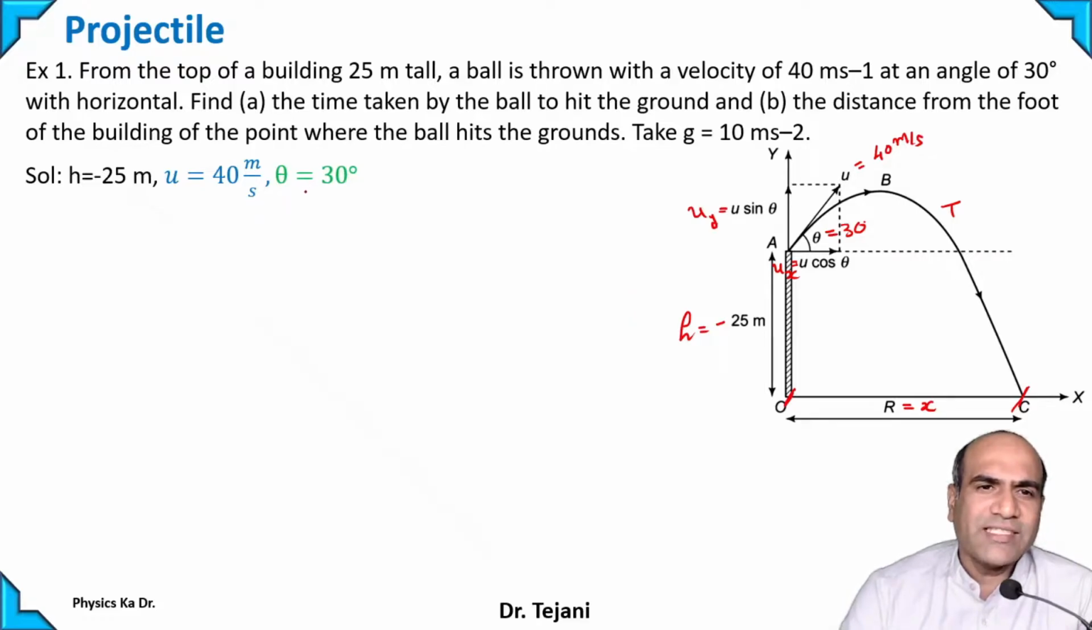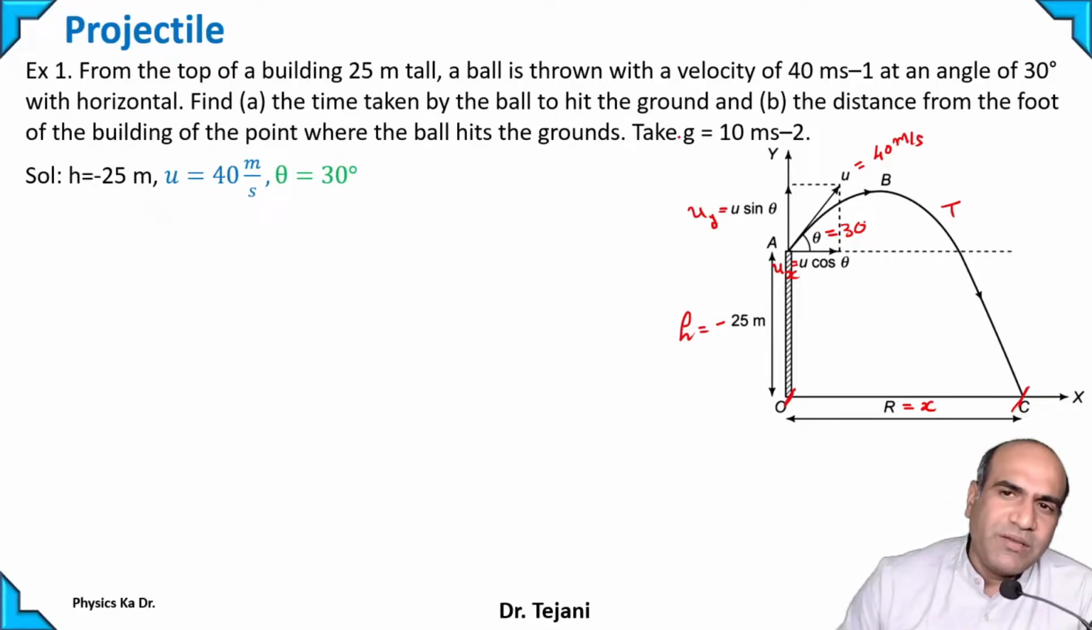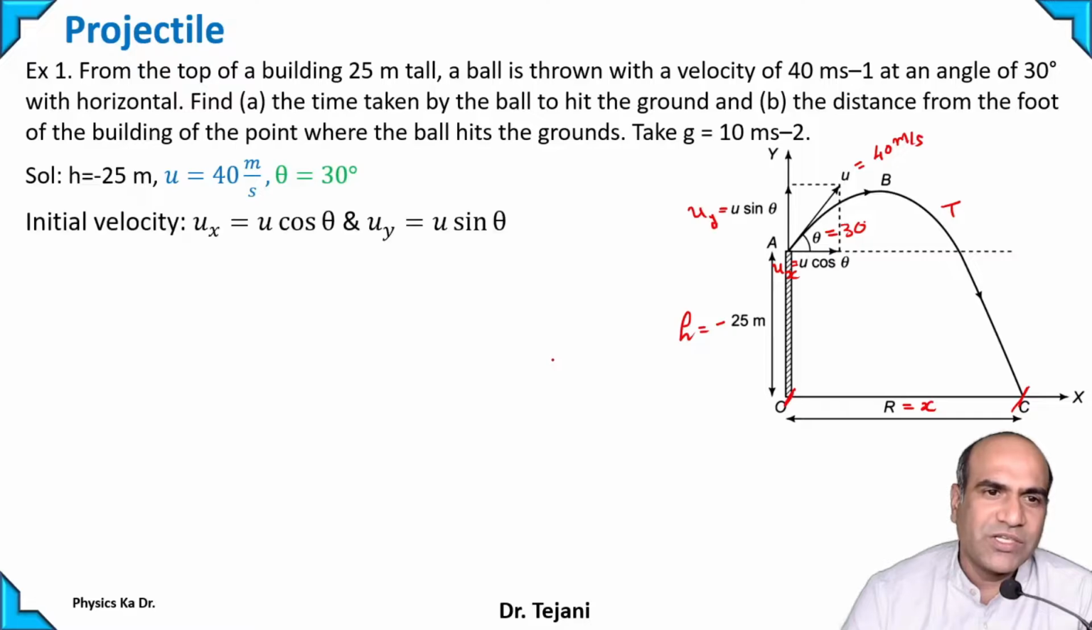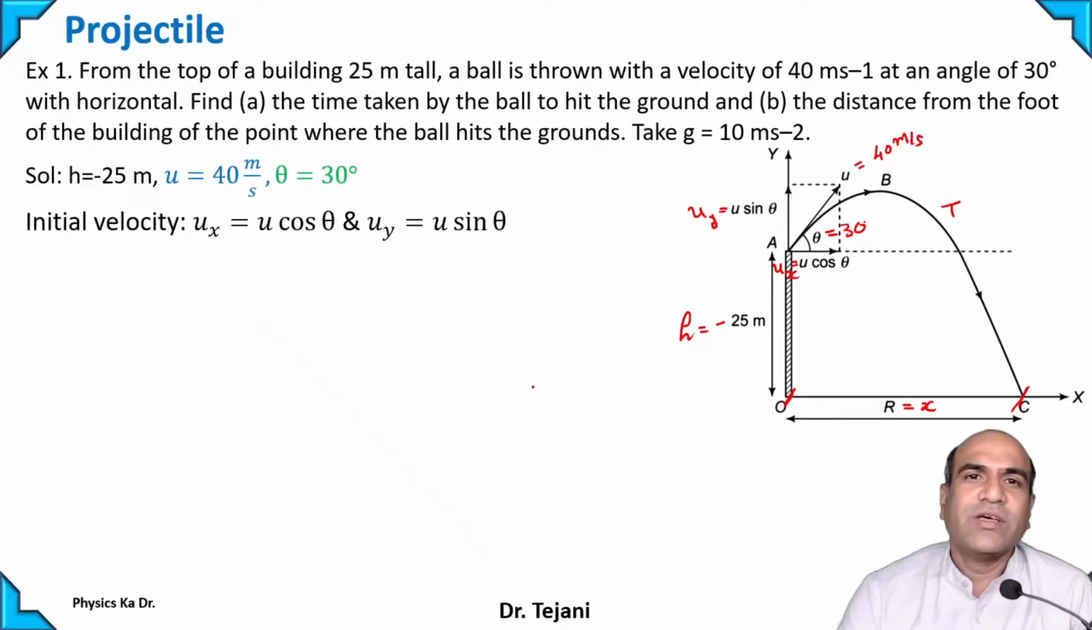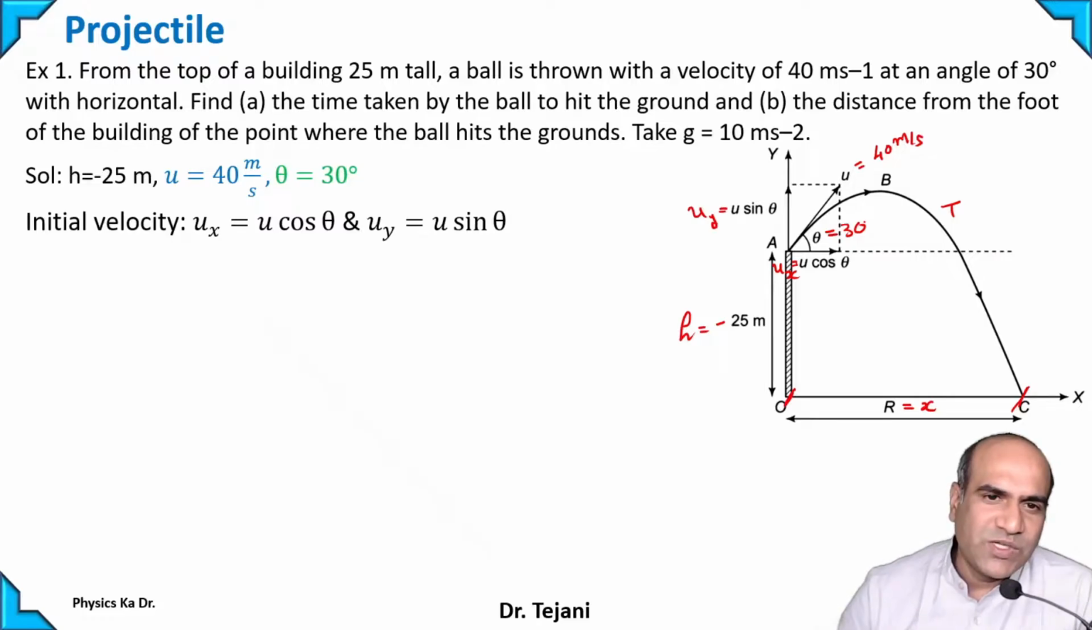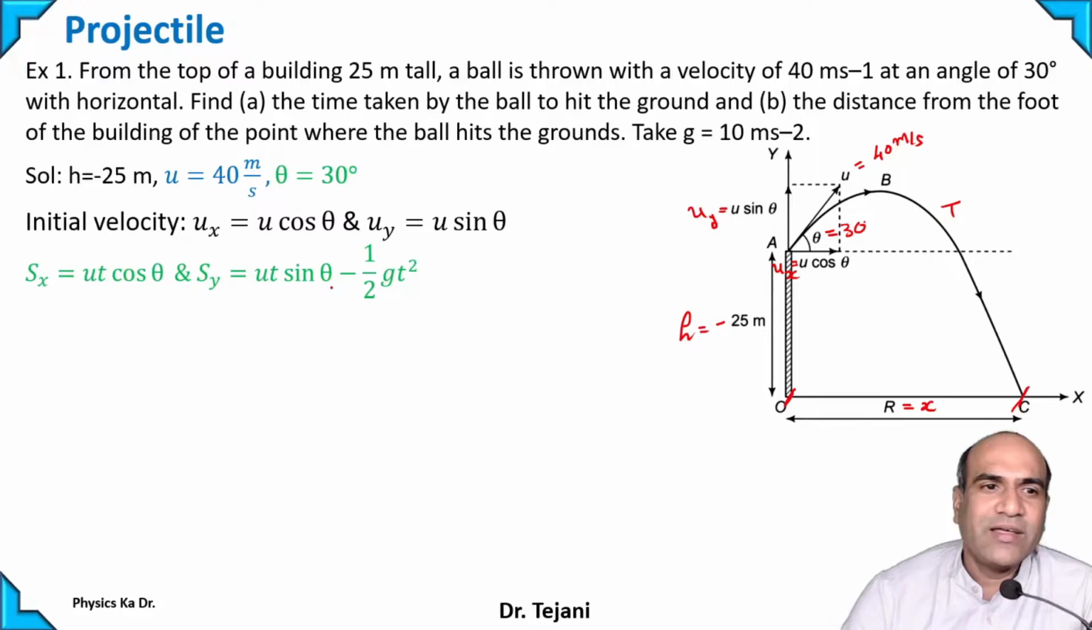So here it is given, h is given minus 25, you can say 25 meter height. U, that means initial velocity, is given 40 meter per second at an angle theta of 30. See here, you just need to have first three equations for the motion, right? So ux is equal to u cos theta, uy is equal to u sin theta, that we know very well. And that sx, we derive this equation from where?